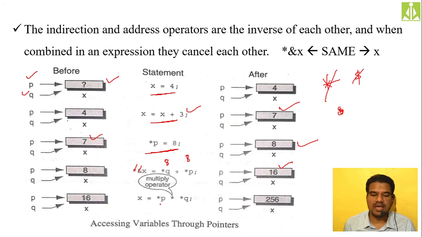Okay, so again, see here, inside x what are we doing? *p, that means 16, indirecting p gives 16, and this is the multiplication operator. *q, you will get one more 16. So 16 multiplied by 16 is 256. Like this you will get.